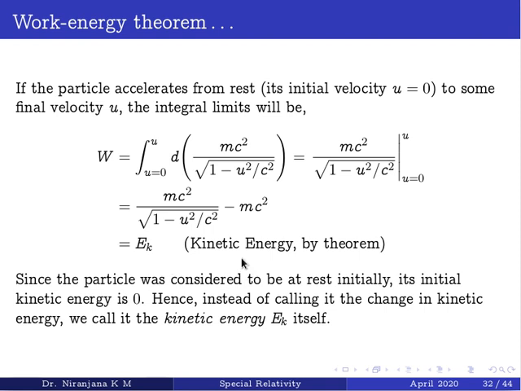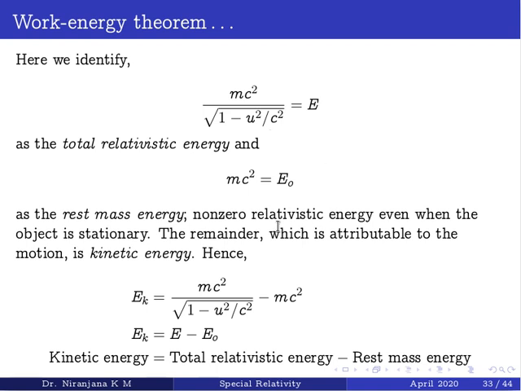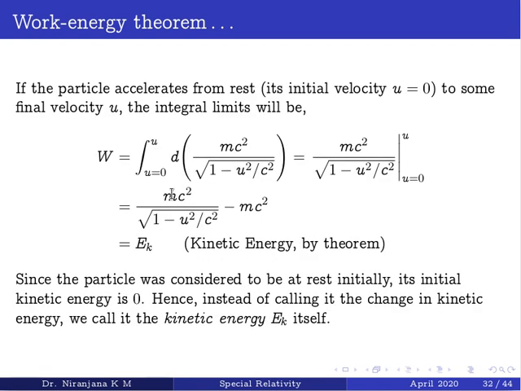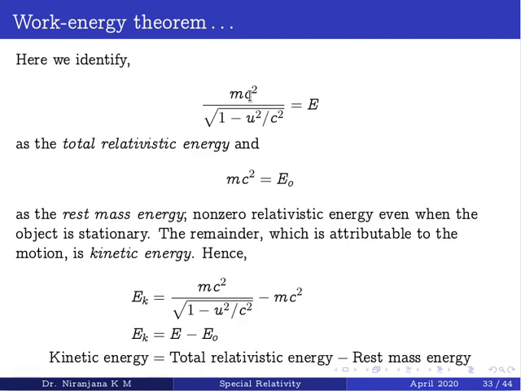Now we got the expression for kinetic energy, which will be nothing but mc square by square root of 1 minus u square by c square minus mc square. And we will identify mc square by square root of 1 minus u square by c square as total relativistic energy E, and the mc square as E naught, which is nothing but the rest mass energy.